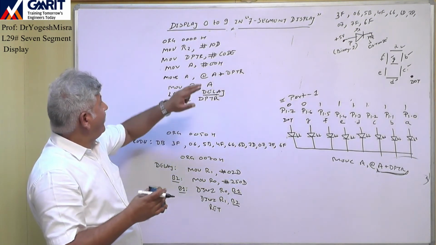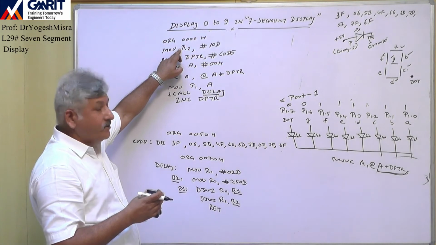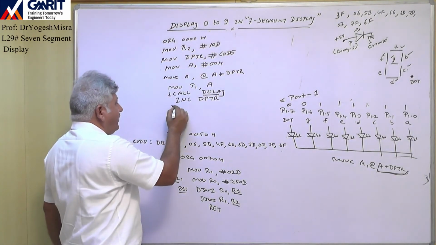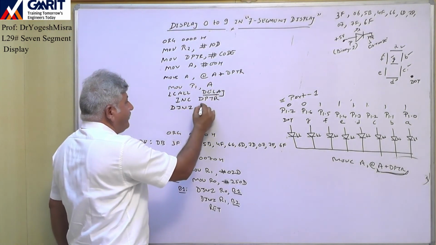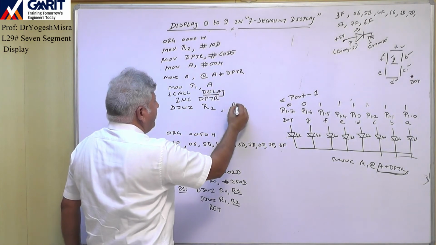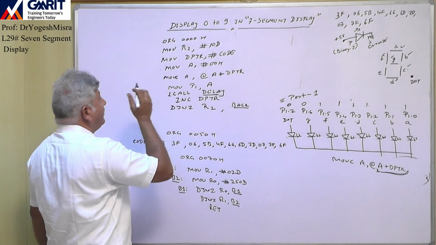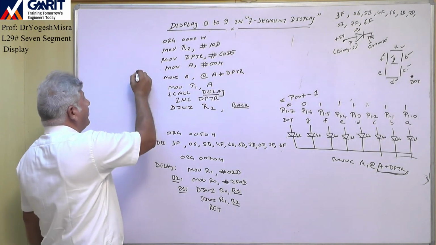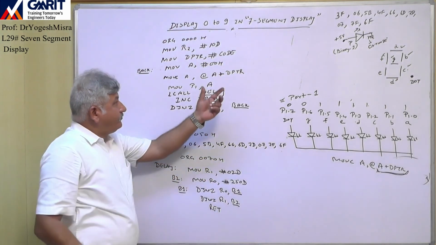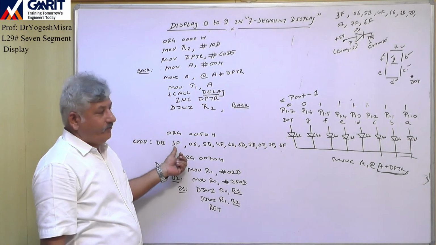Now we will check whether we have displayed all the numbers or not. For that we will decrease this register by 1. If it is not 0, then we will repeat the process. So DJNZ R2, back. If R2 is not 0, go back and here we will come back. So by this time in A we are having the value 3F.